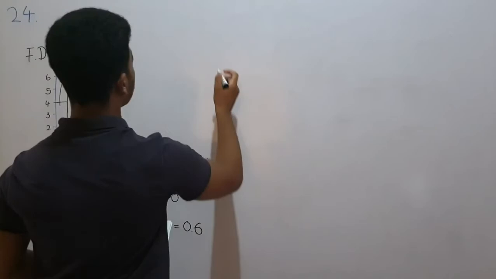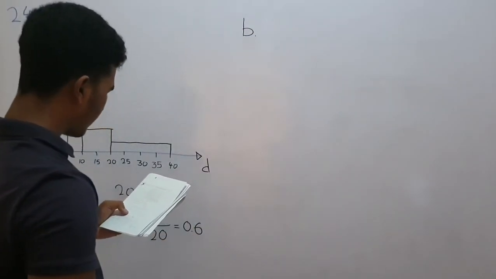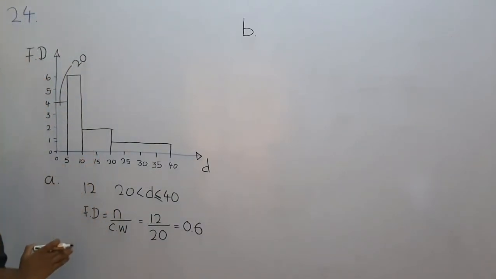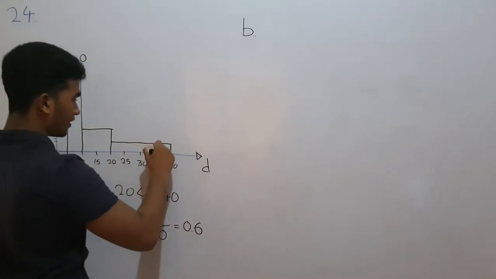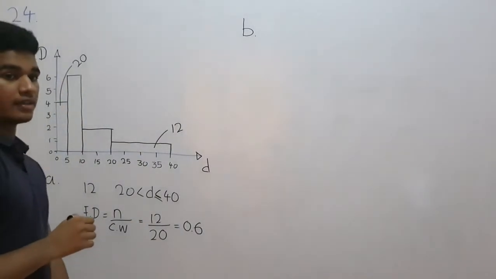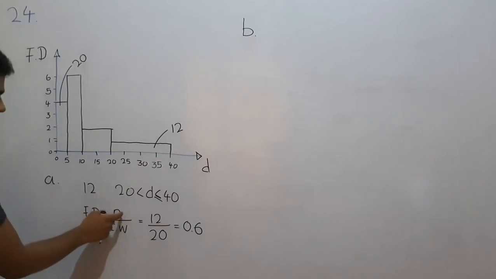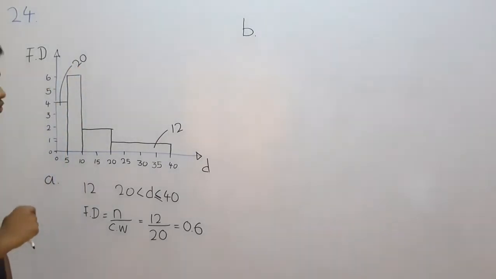Moving on to part B. Calculate the percentage of workers who travel more than 20 kilometers. So the number of people who travel more than 20 kilometers, they have given as 12. But to get the percentage, we should know the total. Now we know our equation to calculate frequency density, number and the class width. Using this equation, we can get the number for these two, since for the first interval they have given the number as 20.